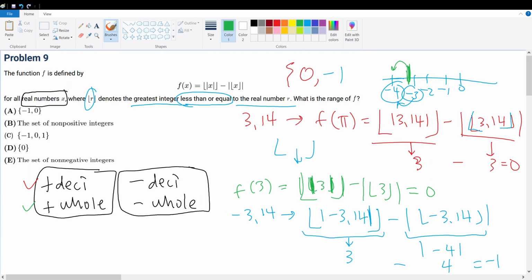Now, moving on with a negative whole number, well, negative 3, obviously, that's not going to be any different. That's going to be 3. Negative 3 minus 4, which is negative 1 again. So we have 0 and negative 1. That's all the possible numbers, because that's the result from all possible real numbers. So your final answer would be answer choice A.